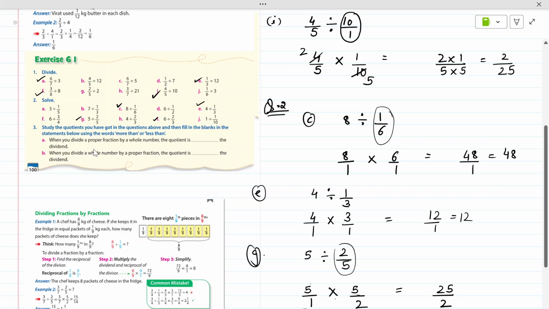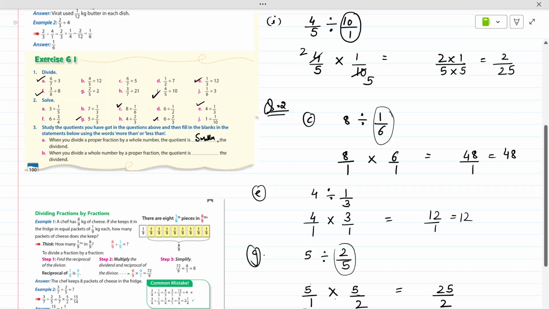Now, study the questions you have got above and then fill in the blanks in the statement below using the words more than or less than. When you divide a proper fraction by a whole number, the quotient is dash the dividend. Kids, we know what a proper fraction is, where the numerator is less than the denominator. So in this case, this will always be smaller.